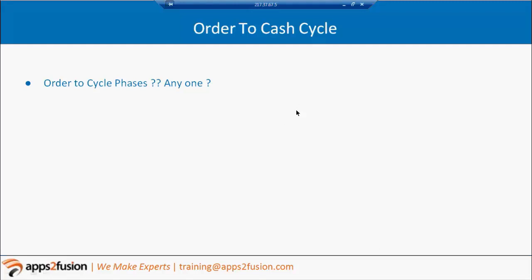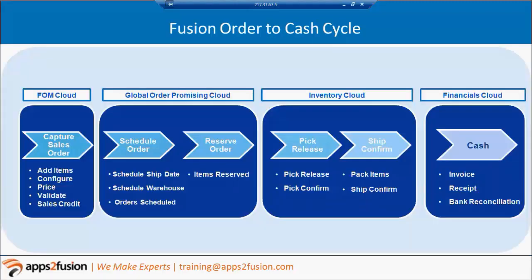All right, okay, fine. Let us have a brief view on what the order to cash cycle is. This is how the Fusion order to cash cycle looks. It starts with creation of the order, then we have scheduling the order, then reserving the sales order, followed by pick releasing the sales order, ship confirming, and then the cash part. Typically we have invoicing as well.